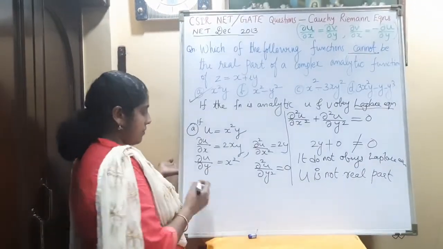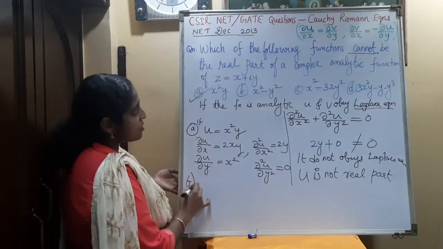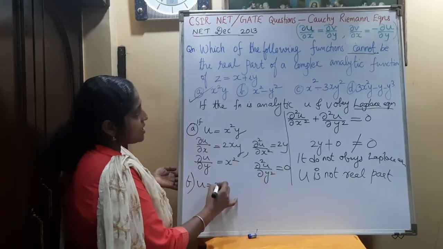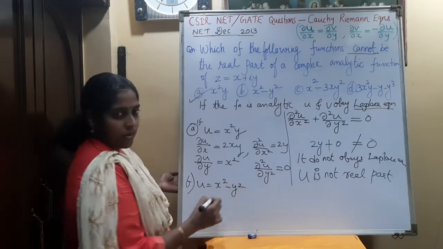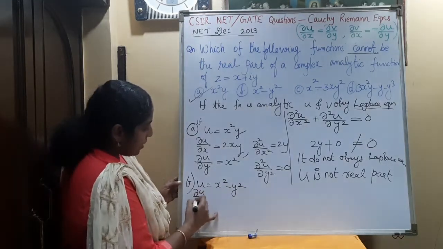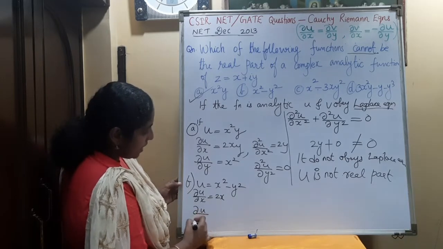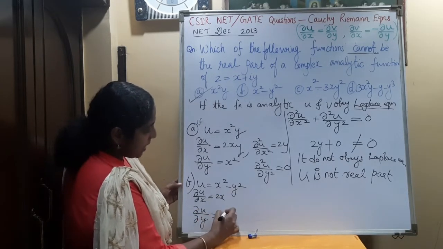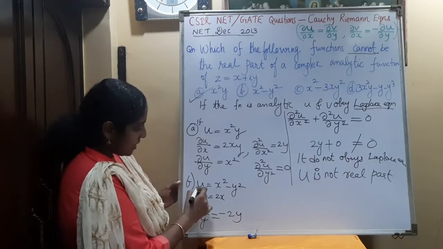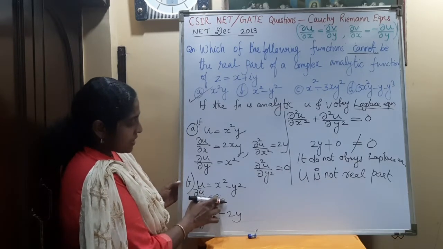If you want, we can check the other options too. For example, if we take U is equal to X square minus Y square as the real part, then what will be ∂U/∂X? ∂U/∂X is 2X, ∂U/∂Y is equal to minus 2Y. If you take the second derivative, this will be 2 for X, the derivative of 2X is 2.